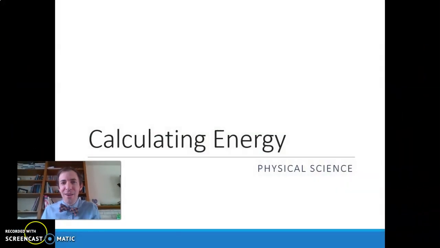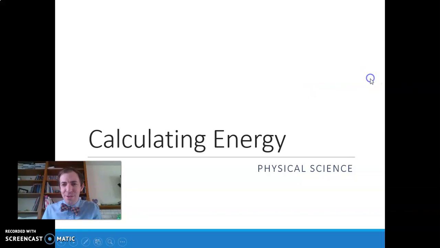Today we're going to focus on the topic of energy. Now, all types of things have energy. There are many different forms of that concept. Today we're going to focus particularly on two different types, and specifically, how can you quantify or calculate that energy?